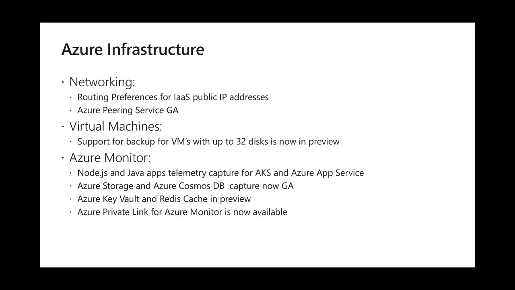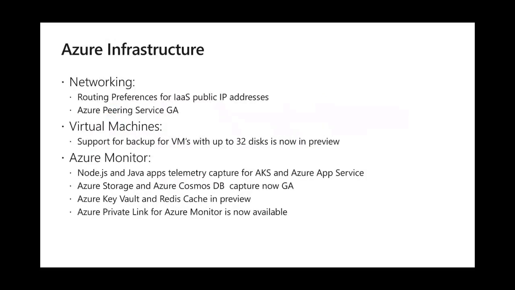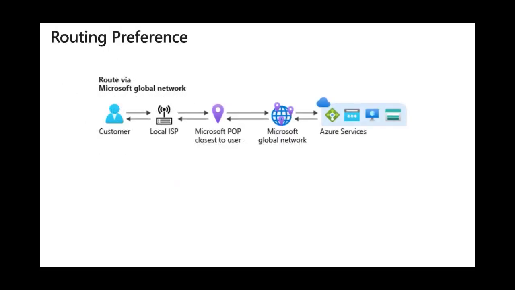And again, continuing the theme, one of the big ones is for people in regulated environments that Azure Monitor itself can now be locked down using Azure Private Link. So that's only available via an IP address from your own space. So just jumping back to those network things. How do they describe it here? Routing preference for IaaS public IP addresses. What on earth does that mean?